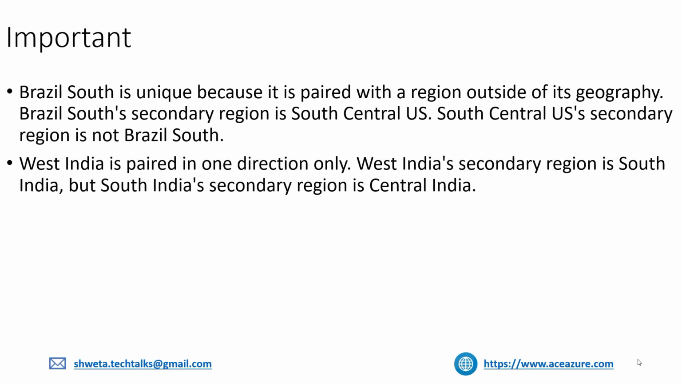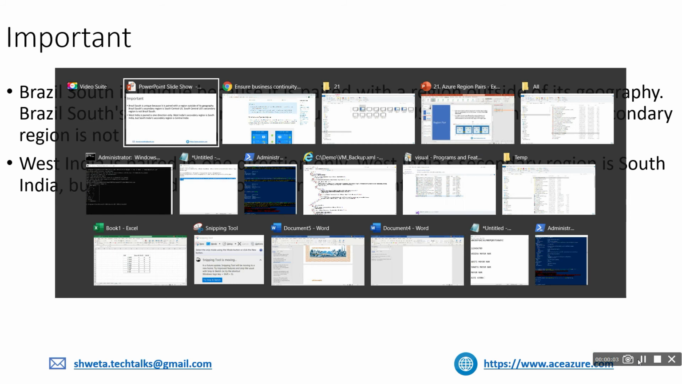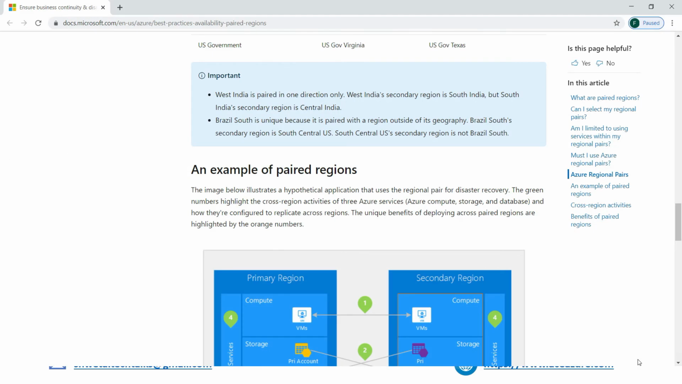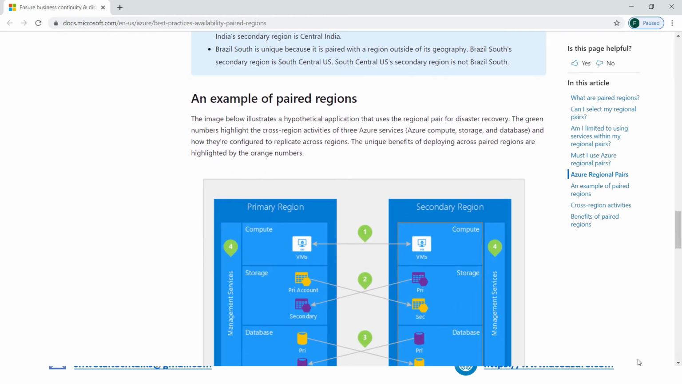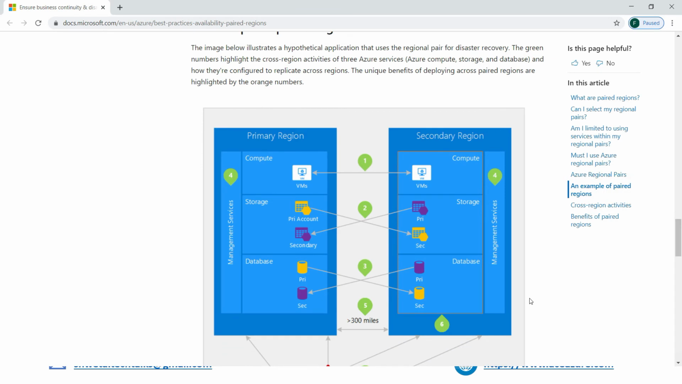So before we end the session, let's understand an example of the Azure region pair by going back to the same portal. And here you can see that you have a primary region and a secondary region. These two are region pairs which are 300 miles minimum distance apart. So one broad outage in one region may not necessarily impact the other region given the distance.